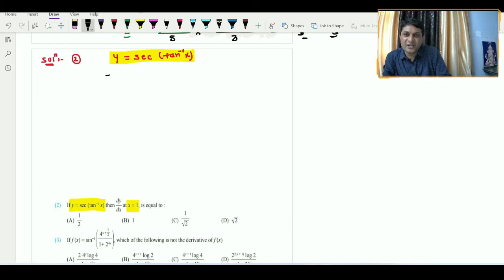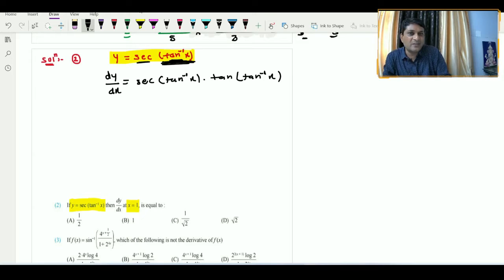Now we are differentiating it with respect to x, so dy upon dx is equal to, observe the function is in the form of sec f of x. sec f of x का डेरिवेटिव है sec f of x की वैल्यू है यहाँ पे tan इनवर्स ऑफ x इंटू tan f of x की वैल्यू tan इनवर्स ऑफ x इंटू डेरिवेटिव ऑफ f of x यानी tan इनवर्स ऑफ x का डेरिवेटिव 1 upon 1 plus x square.